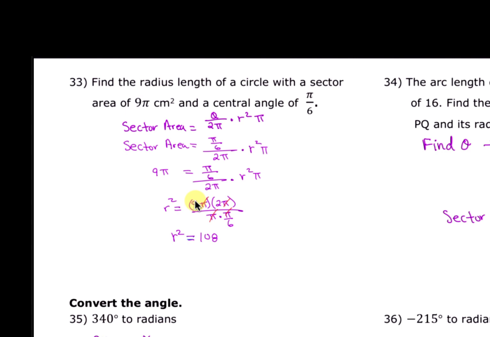So then you end up multiplying 9 times 2 and dividing by 1 over 6. That comes out to be 108. So r squared is 108. Then we take the square root of both sides, and we get the square root of 108. We can simplify that to 36 times 3, and then the square root of 36 is 6, with the radical 3 left over. So the radius is 6 radical 3.